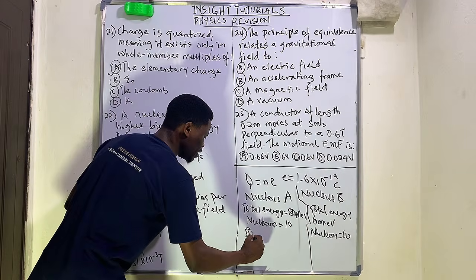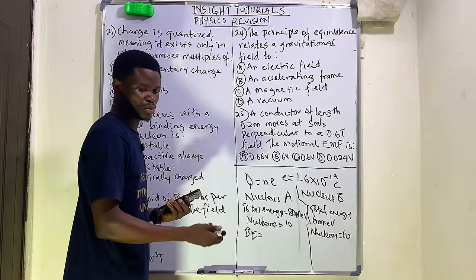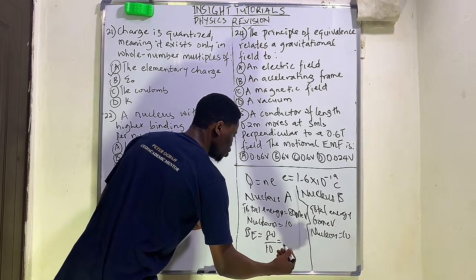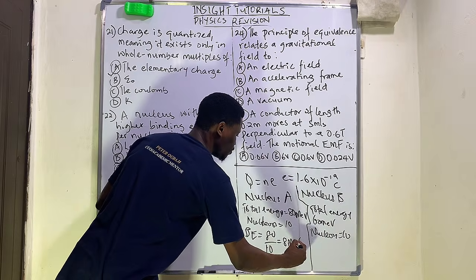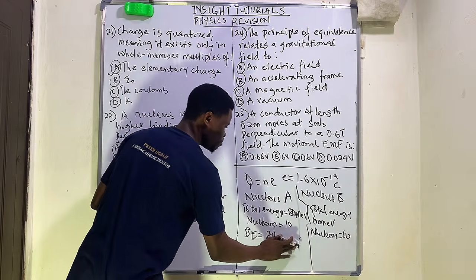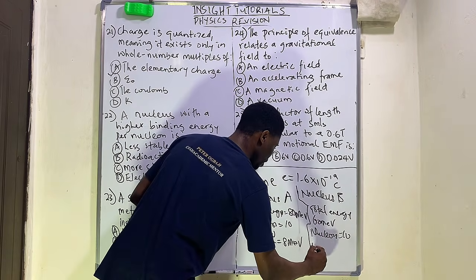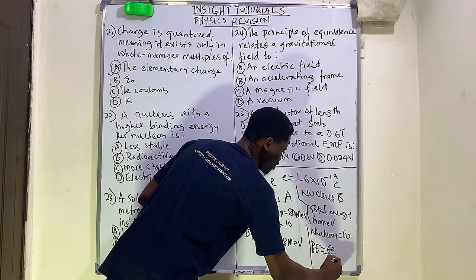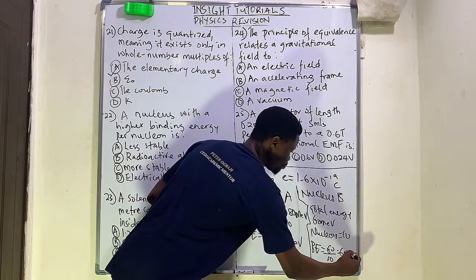For us to get the binding energy, we're going to simply do the total energy all over the nucleon. So it's more like 80 divided by 10. This is going to give us 8 MeV in this first nucleus. The second one, for us to get the binding energy, we do 60 divided by 10, and this is 6 MeV.